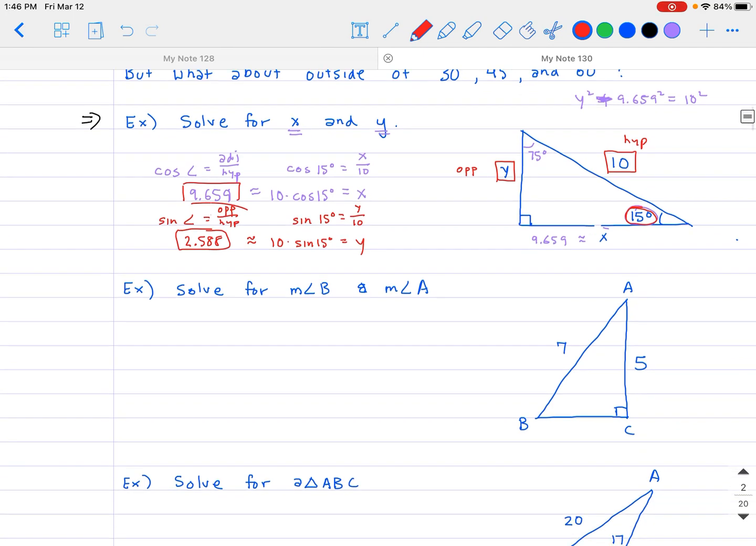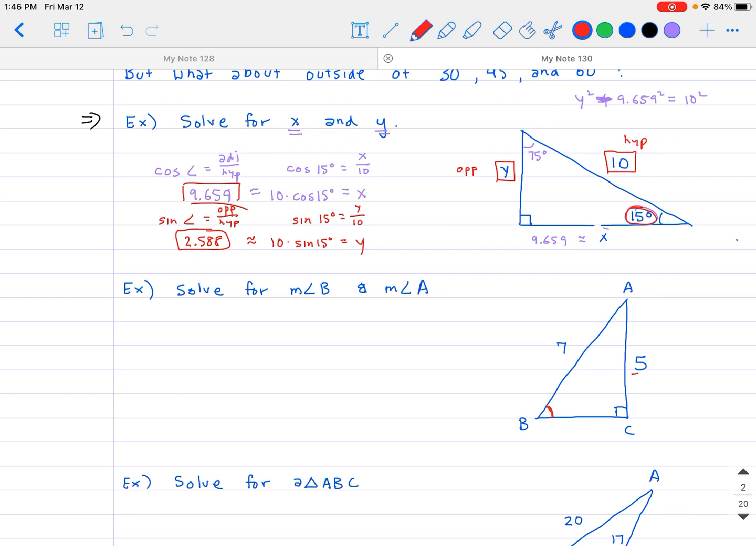All right, now for another variation of this, let's say this time I have the right triangle once again, and I'm given some sides, and I want to solve for the measurement of the angles, like say, what's the measurement of angle B and what's the measurement of angle A? Well, again, we can set up some sort of trig ratio to help us out. Let's say I want to solve for angle B.